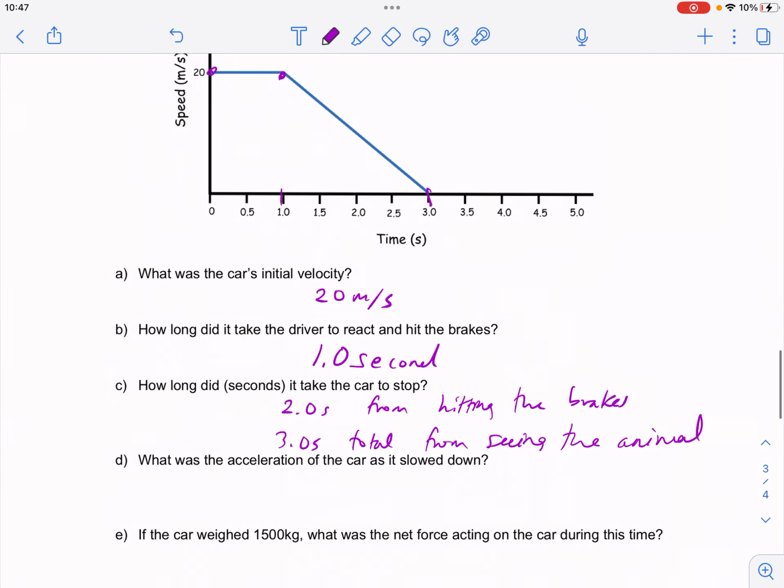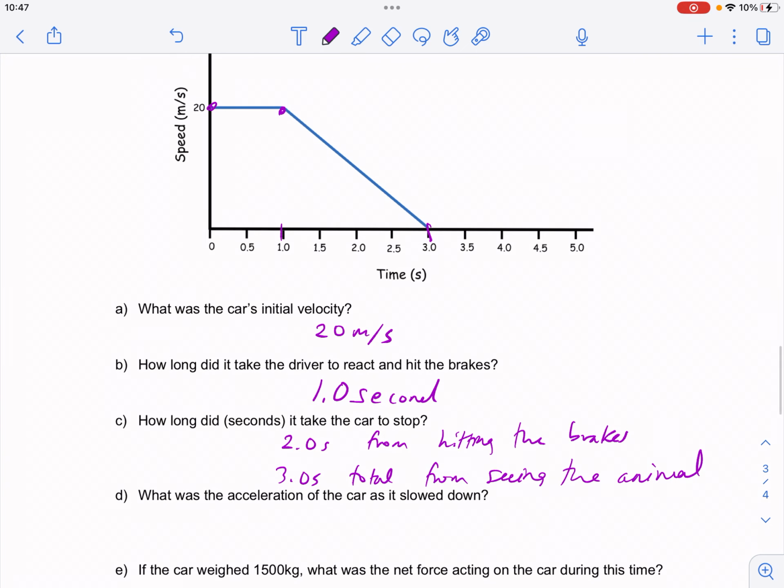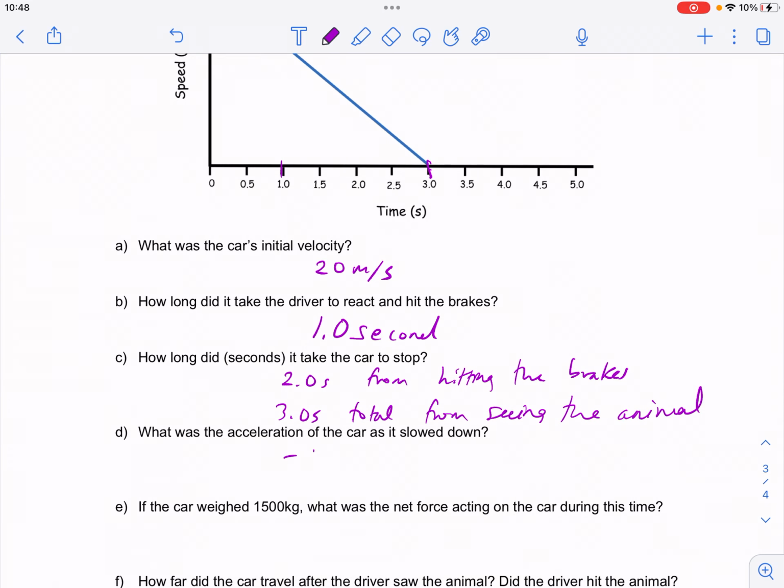Okay, what was the acceleration of the car as it slowed down? Well, again, I'm going to look at slope here to get acceleration from a speed and time graph. I can see it goes from 20 down to 0. So its speed is dropping by 20 meters per second. I'm going to make that negative. And that happened over 2 seconds. So it was negative 10 meters per second squared.